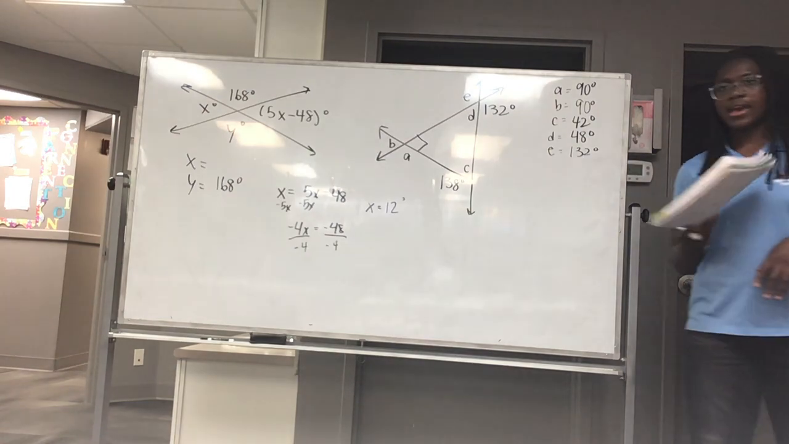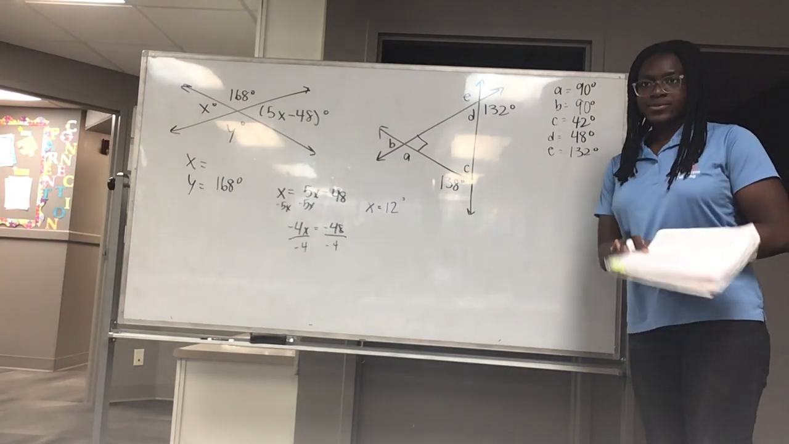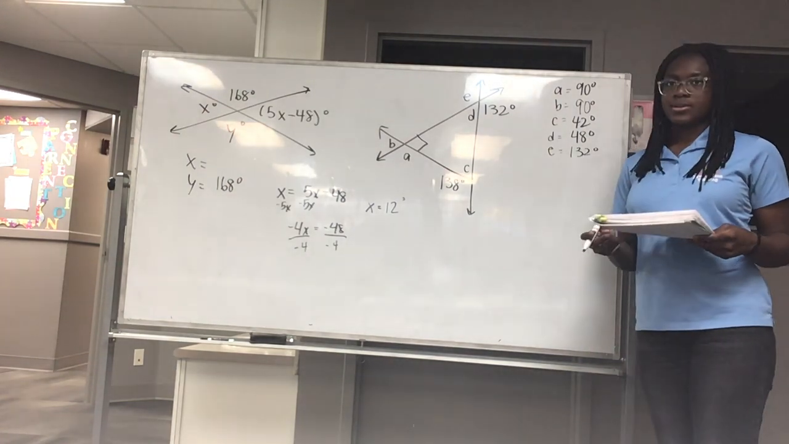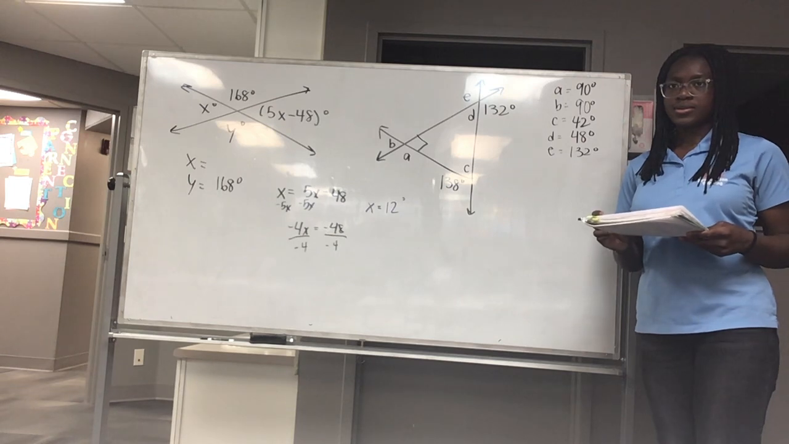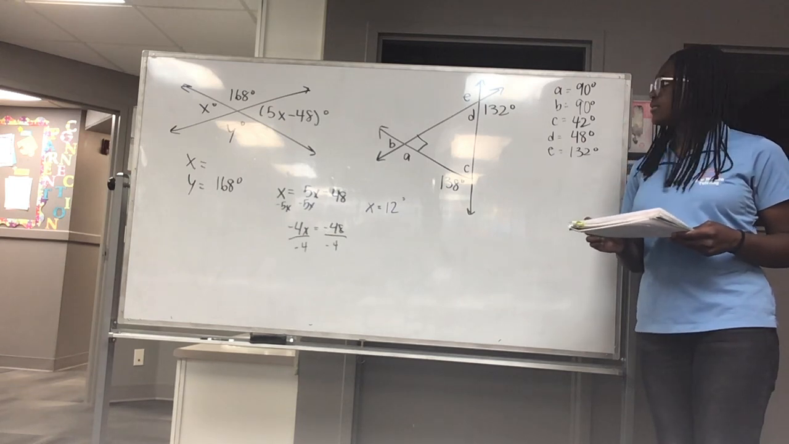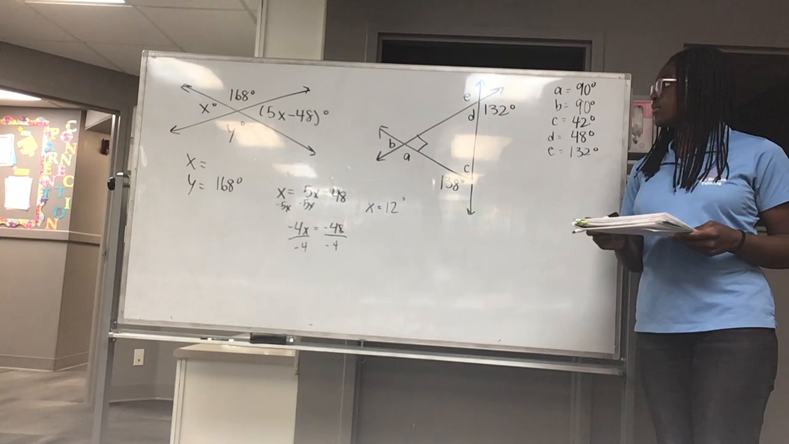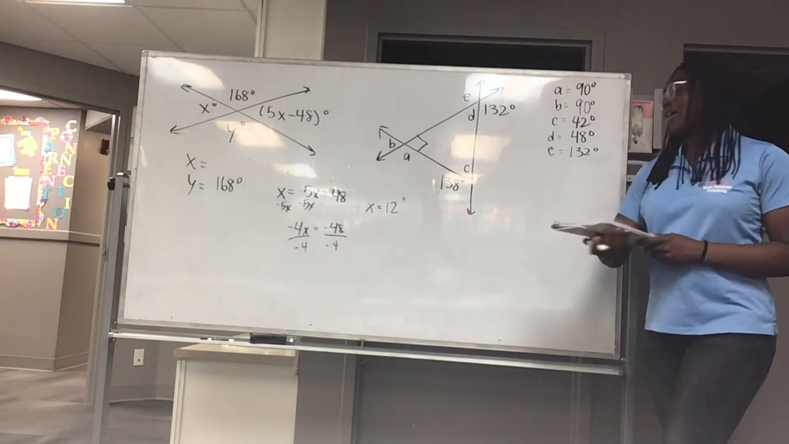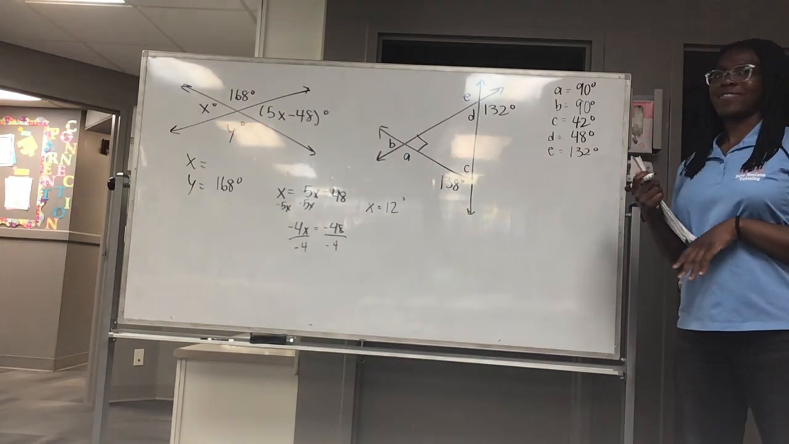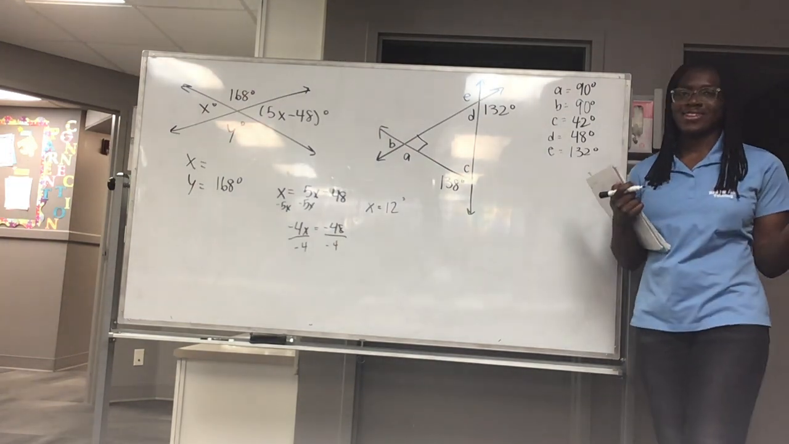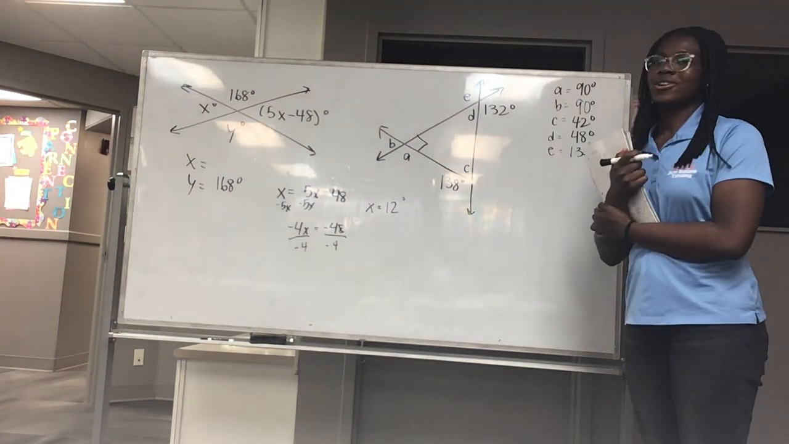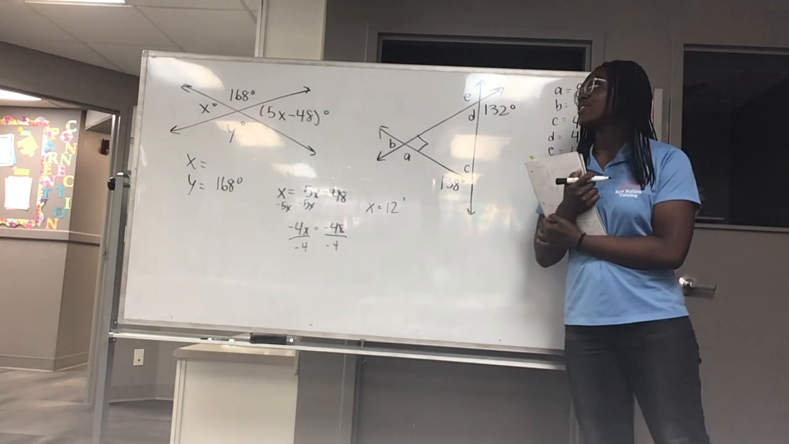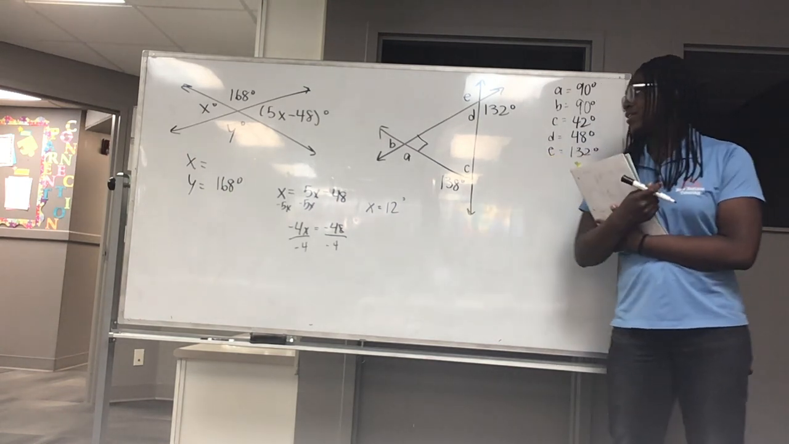I have a question for that one. Could you also just do, since x and the 168 are supplementary, 180 minus 168 to get x? Yeah, that's a good point. You could do that too. Whichever way is faster for you, because remember, the test is timed. So if that way goes quicker for you, then definitely go for it. But yeah, you get the same answer. X would be 12.